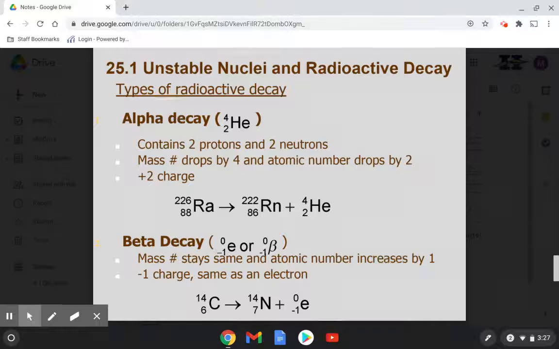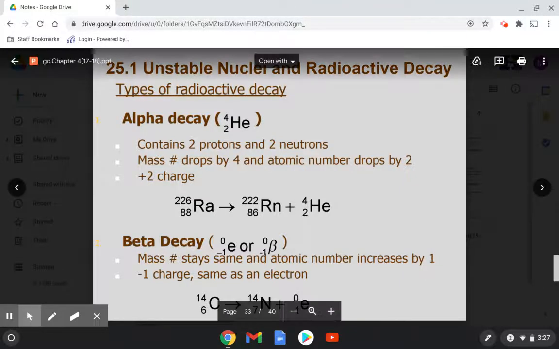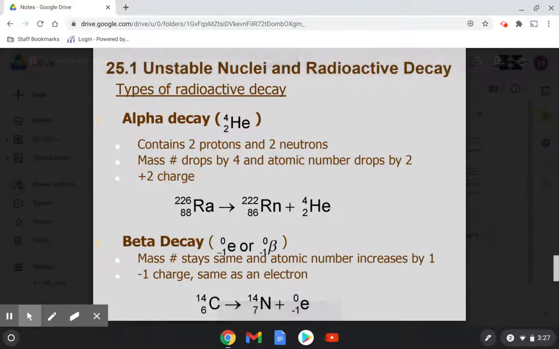And so the charge that we see with helium is going to be a +2 charge. When we look at this chemical reaction here, the atomic mass is 226. The atomic number is 88, again, the number of protons. And so when we have these two combined, that atomic number is going to drop, and that atomic mass is going to drop.